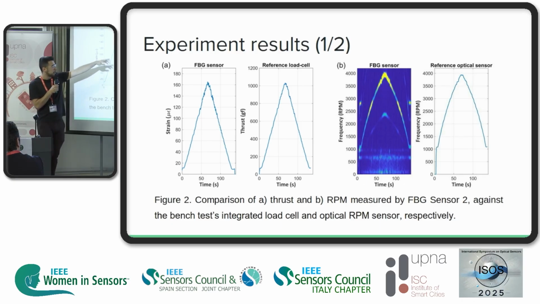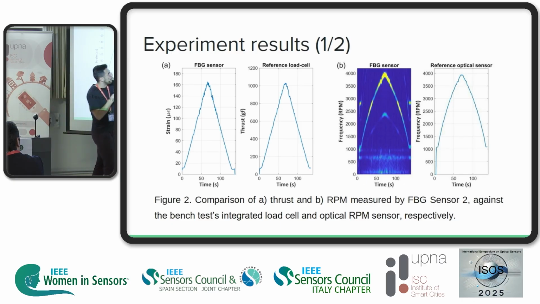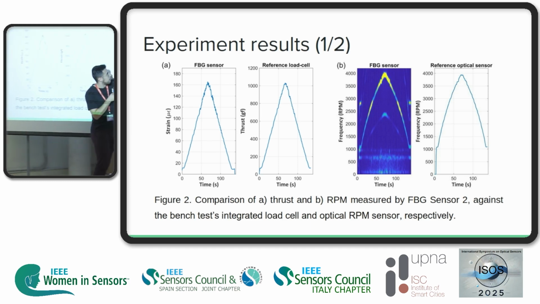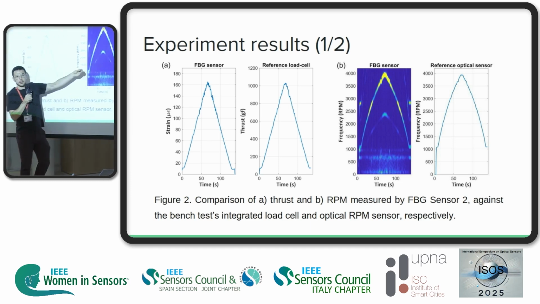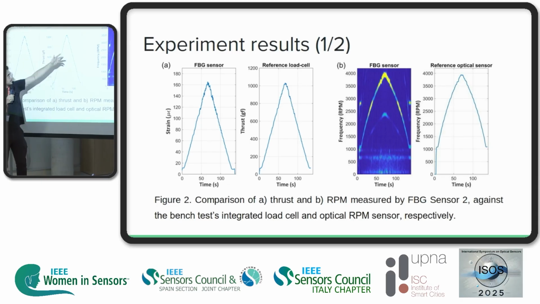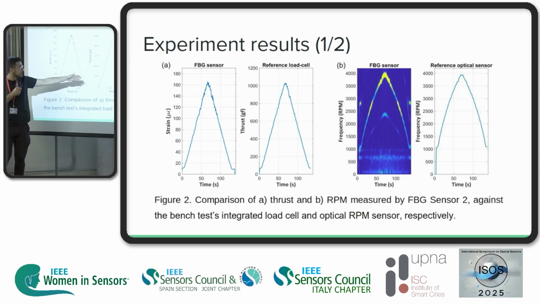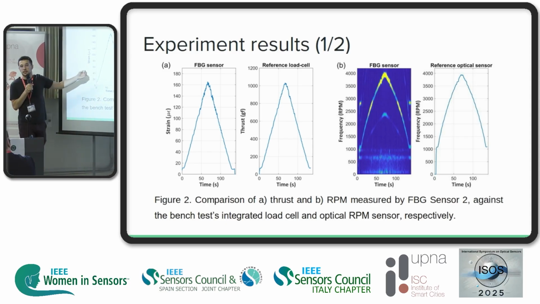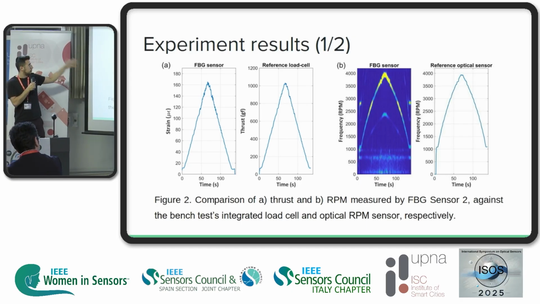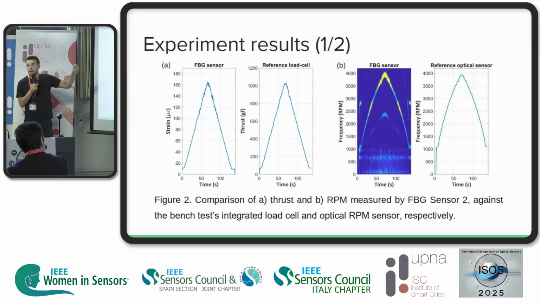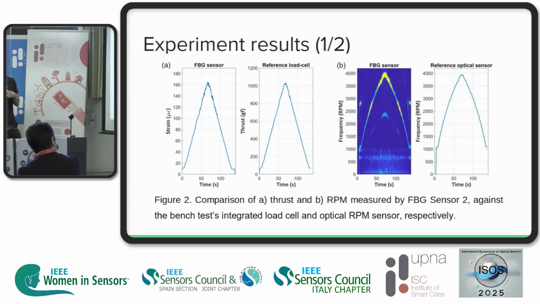We performed a frequency analysis over time, and we found that the reference optical sensor speed reading perfectly matched with the highest intensity reading from the frequency analysis. And as you can see, that means that we can successfully measure both the thrust and the rotational speed just by placing those FBG sensors on the arm of the propeller, not even on the motor nor the propeller, just the arm.